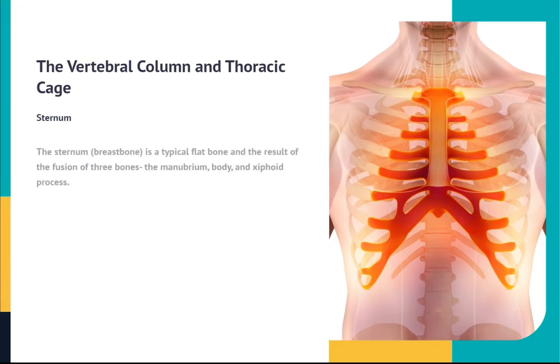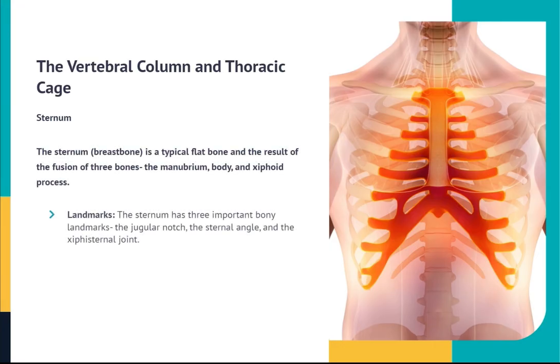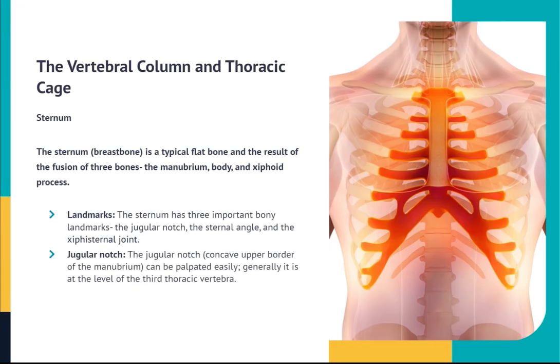Sternum. The sternum, breastbone, is a typical flat bone and the result of the fusion of three bones: the manubrium, body, and xiphoid process. Landmarks. The sternum has three important bony landmarks: the jugular notch, the sternal angle, and the xiphisternal joint. Jugular notch. The jugular notch, concave upper border of the manubrium, can be palpated easily. Generally, it is at the level of the third thoracic vertebra.